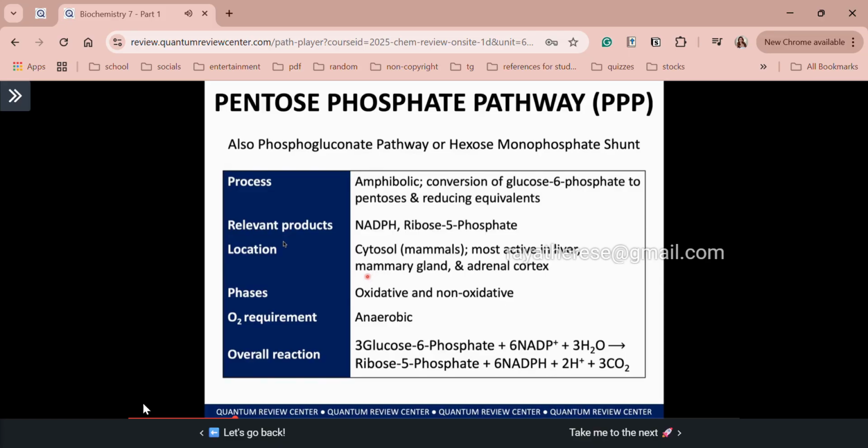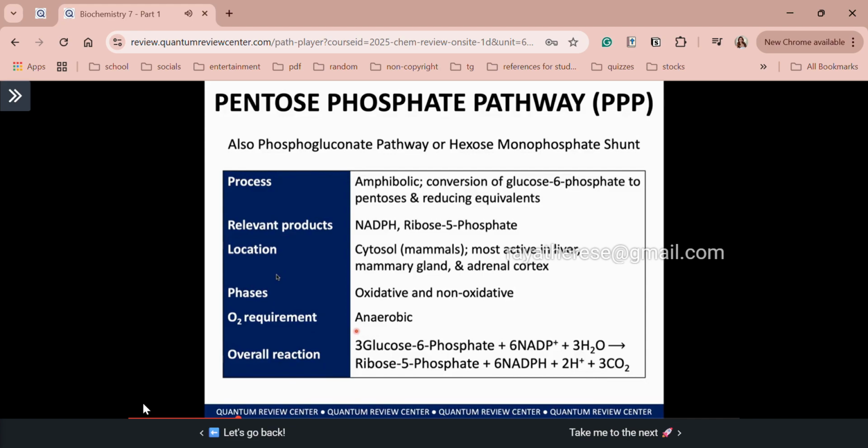Here in PPP, we also have two phases, oxidative and non-oxidative. And later on, you will see that the phases of the pentose phosphate pathway are very unique. It's like a switch, we can turn it off or we can turn it on depending on cellular needs. So second to the last, the oxygen requirement of PPP is not that strict. Again, it's anaerobic, so it will still proceed with or without the presence of oxygen.